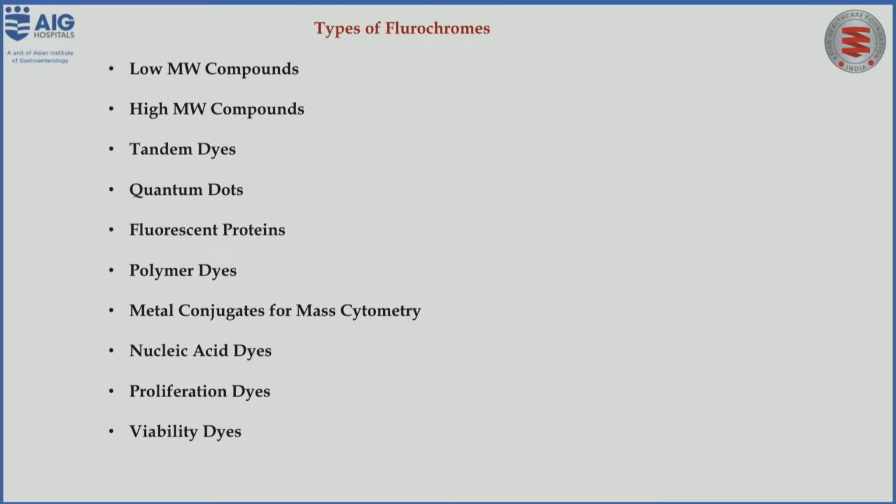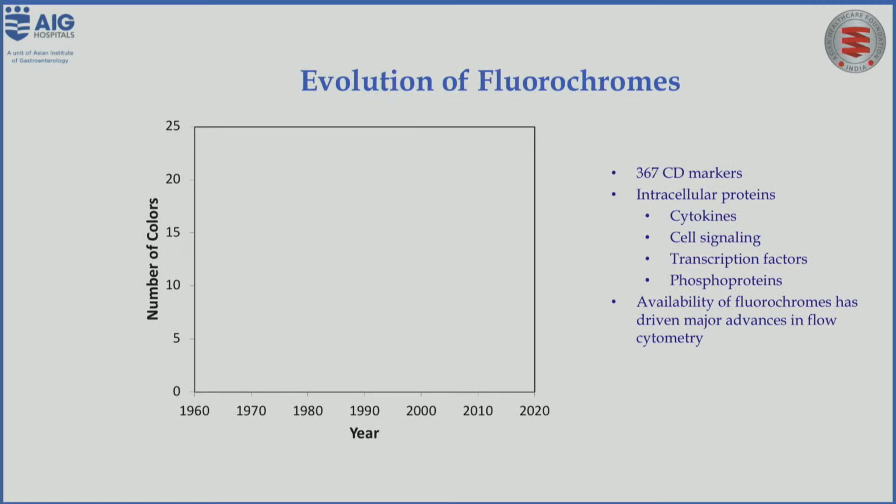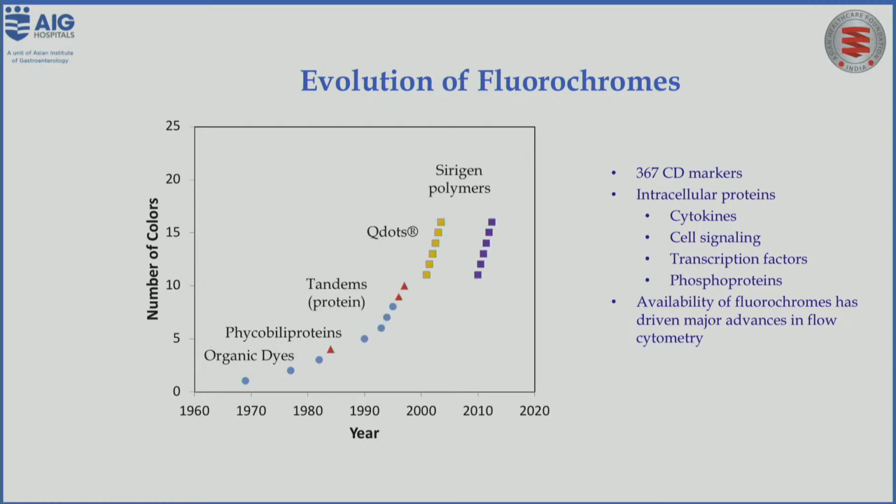We use these for the cell studies actually. So in the evolution of fluorochromes, first organic dyes were developed, then phycobiliproteins, tandem dyes, quantum dots, then polymers were developed. We have more than 367 CD markers available, which we use for intracellular analysis and all.